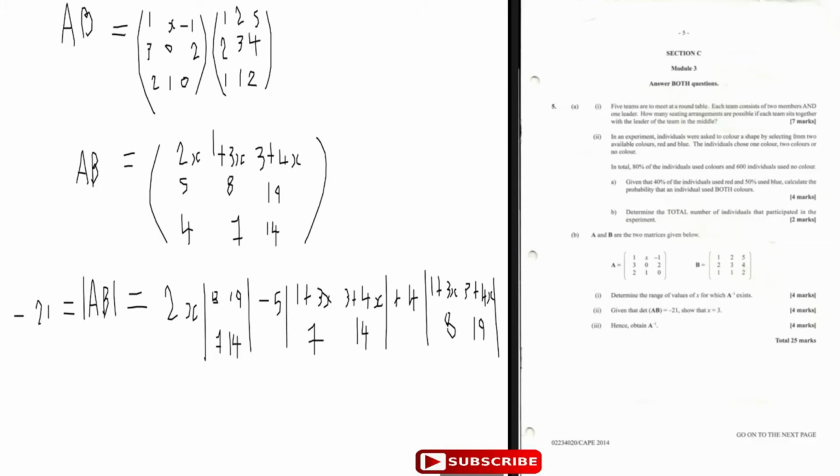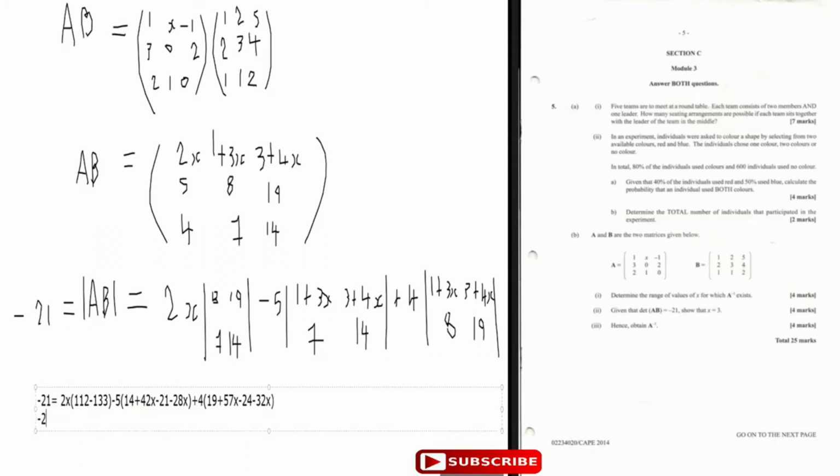So now we're saying that negative 21 is equal to 2x times 8 times 14 is 112 minus 19 times 7, 133, minus 5 times 1 plus 3x times 14, that's 14 plus 14 times 3x is 42x, minus 7 times 3 is 21, minus 7 times 4 is 28x, plus 4 times 1 plus 3x times 19 is 19, plus 19 times 3 is 57x, minus 8 times 3 is 24, minus 8 times 4 is 32x. All right, nice. So let's simplify it.